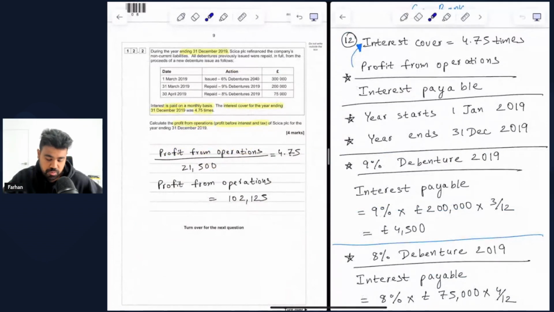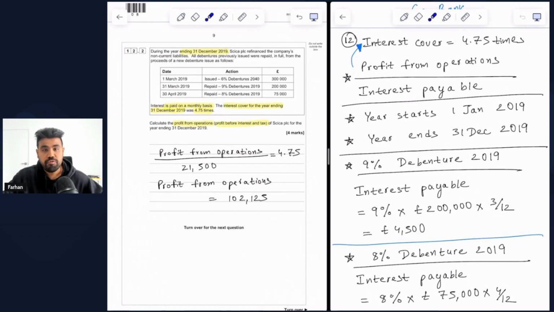So on the right-hand side, I've done some workings. Let me walk you through each of the steps that I've done. Starting with the first thing, the interest coverage of 4.75 times, which is given to us in the question. Now, interest coverage stands for profit from operations divided by interest payable. This is the formula you'll find on page 33 of the syllabus.